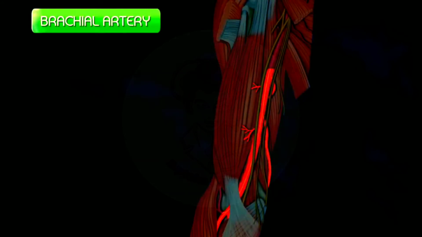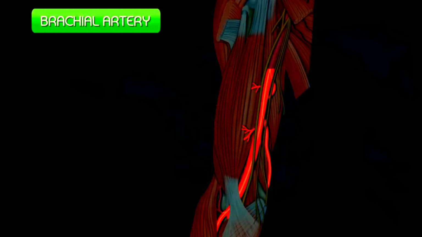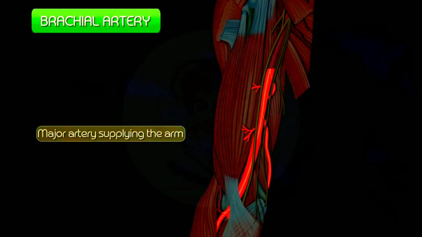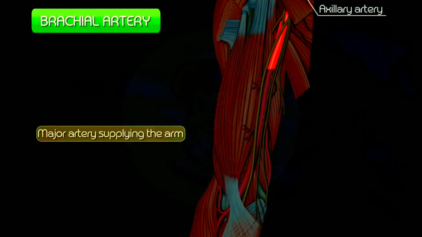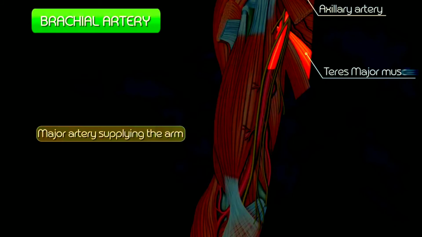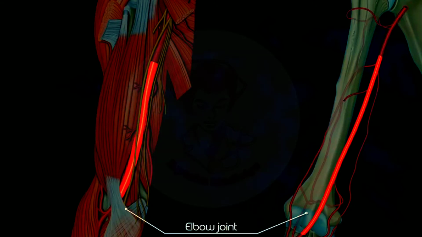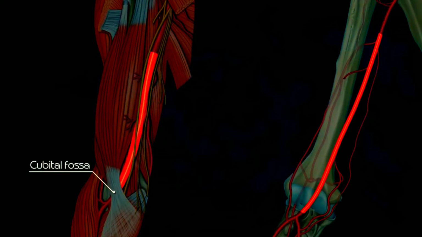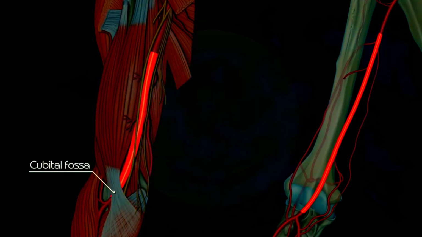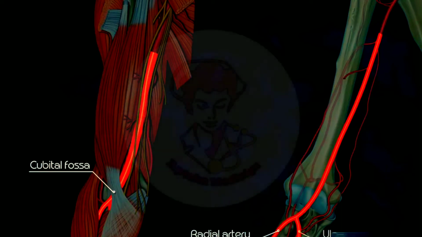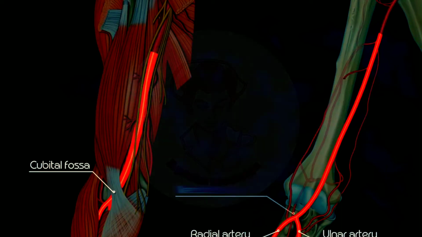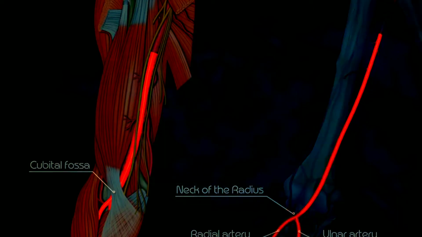Brachial artery. The brachial artery is a major artery that's supplying the arm, and it is the continuation of the axillary artery at the inferior border of the teres major muscle. It runs downward and laterally across the elbow joint. It enters the cubital fossa and terminates by dividing into two branches, radial artery and ulnar artery, at the level of the neck of the radius bone.